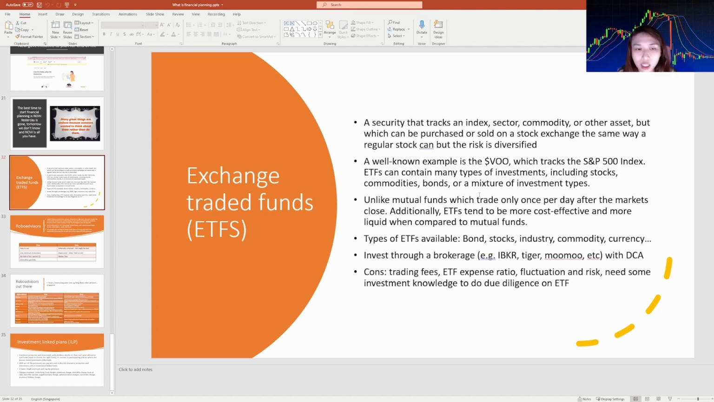Some of the cons of ETFs are the trading fees and also the expense ratio. They need some expense ratio to help buy and sell the stocks of whatever they are holding in this ETF. Also there is fluctuation and risk. Not to say there's no risk. It's diversified risk, but there is still risk. You also need some investment knowledge to do your own due diligence on which ETFs to invest in. Of course, not all ETFs are the same. Some ETFs do better than others. I'll be sharing a bit more about the VOO that I mentioned just now.